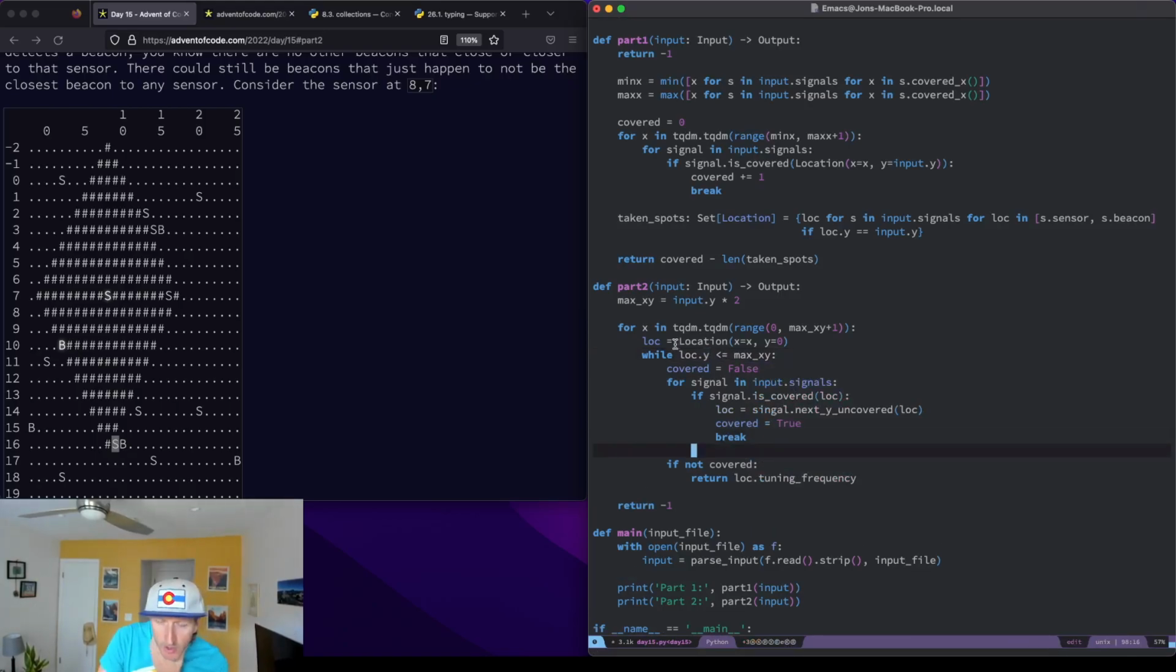So basically, we're going to start with x, y equals 0. While the y is less than the max xy, we set covered to false and go through each signal. If the location is covered by a signal, we set covered to true, and we increment the location to the next y that's uncovered, and then we break. Because covered is false, this will not trigger. If we get a location that is totally uncovered, then covered will still be false when it hits here, and we will return that location. It's the tuning frequency. Okay.